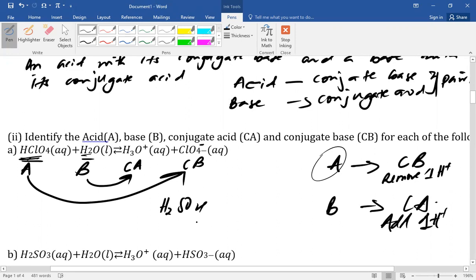So this is an acid. How do we get a conjugate base from sulfuric acid? We'll remain with just H, then SO4. So you just focus on H. Don't look at anything else here.